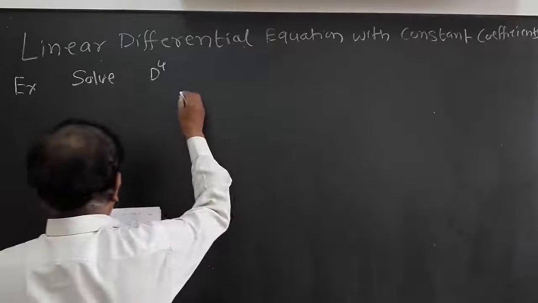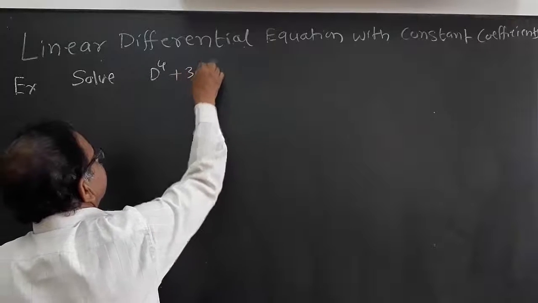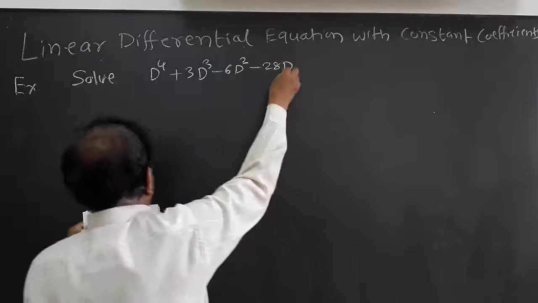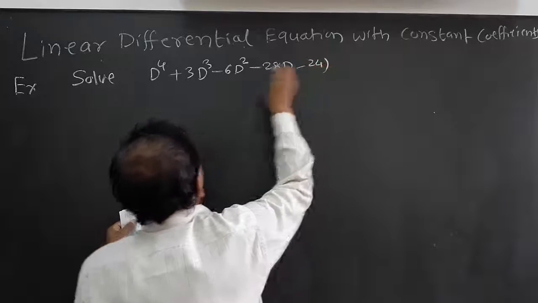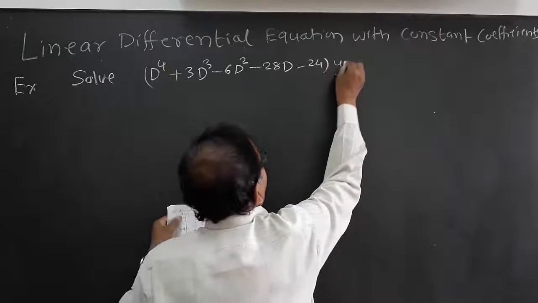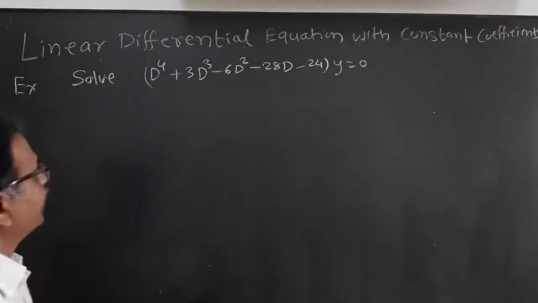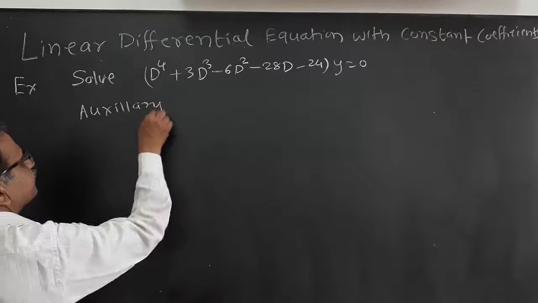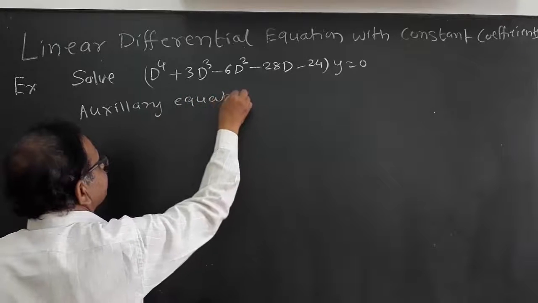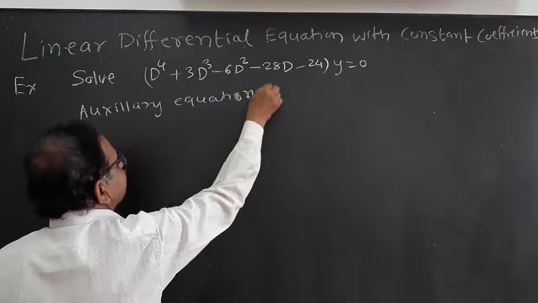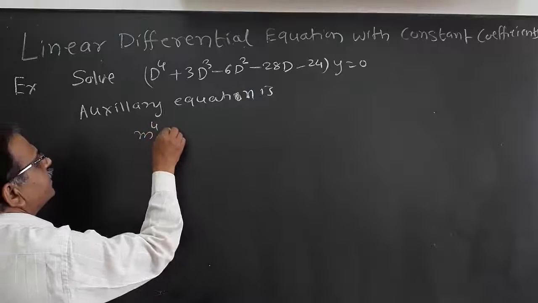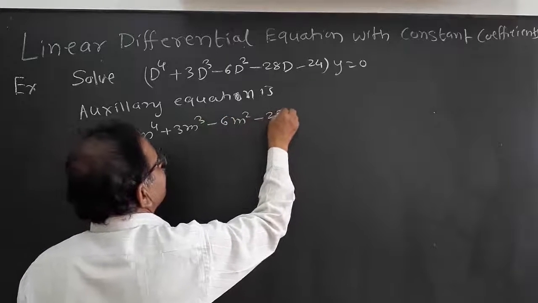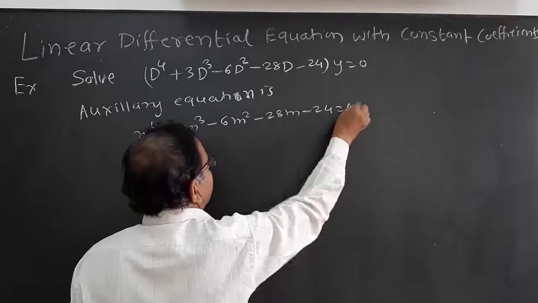Solve D raised to 4 plus 3D cube minus 6D square minus 28D minus 24, y equal to 0. Here the auxiliary equation is m raised to 4 plus 3m cube minus 6m square minus 28m minus 24 equal to 0.